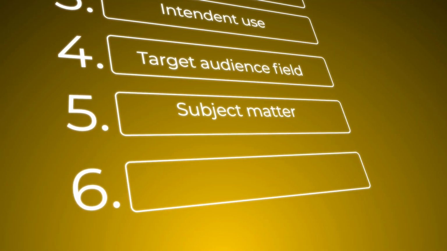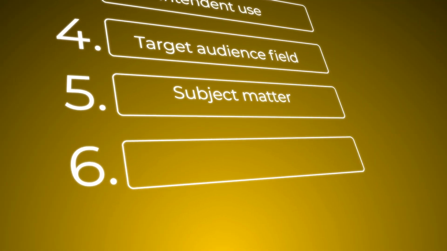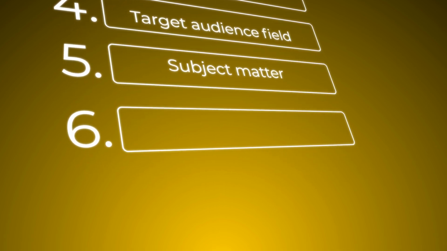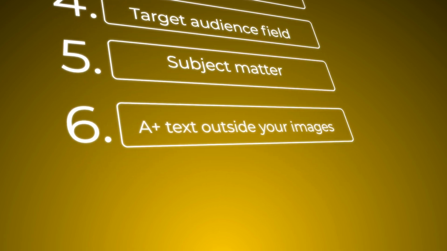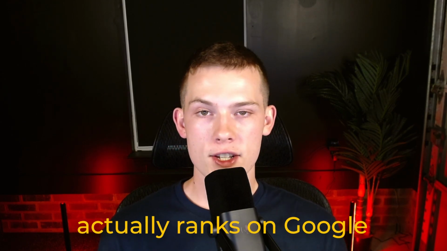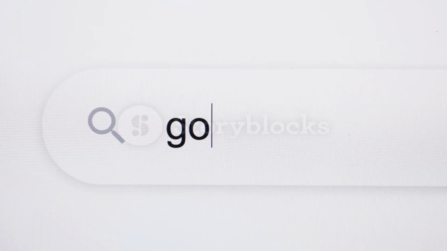The sixth and final SEO field that we recommend you use isn't actually on the back end, but it's on the front end, and this is the A+ text outside of your images. Many people don't know this, but the text outside of your A+ content images actually ranks on Google. When someone searches for a phrase relating to your product on Google, if that phrase is in your A+ content text, your product can show up on a Google search. This brings extra traffic from off Amazon onto your Amazon listing. It's extra traffic that you wouldn't have had if it wasn't in the A+ content text.